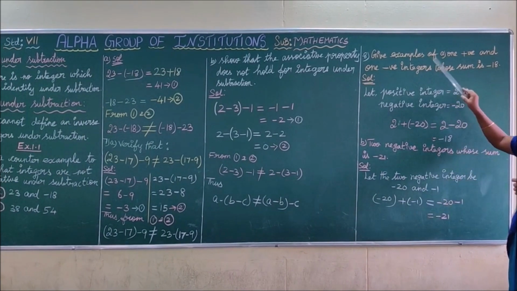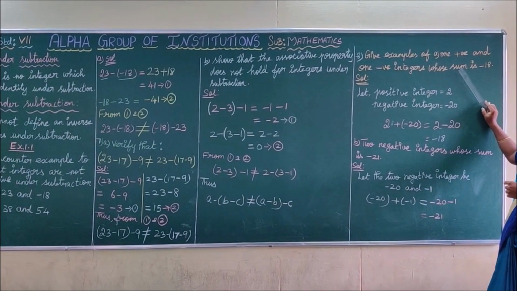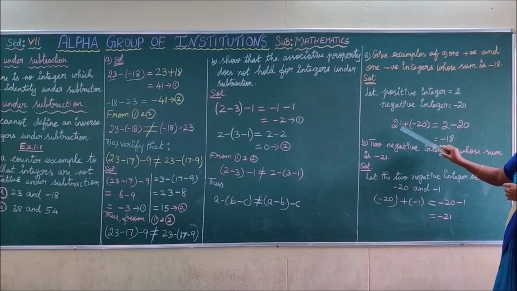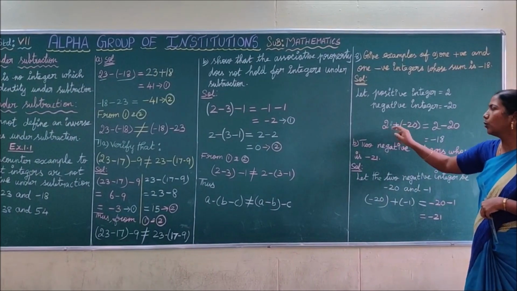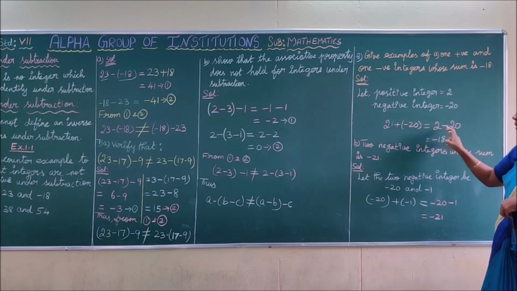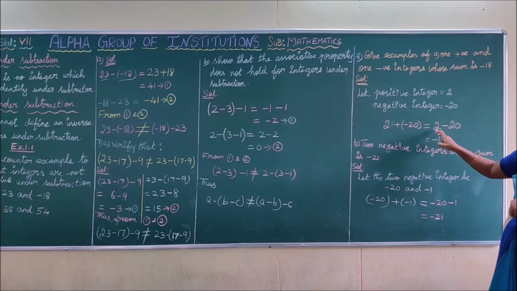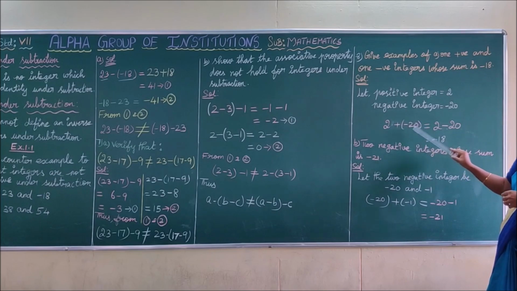Thus, what is the operation they given in the question? Sum. So you have to add the two integers. Thus, 2 plus minus 20. Sum means what? Add 2 plus minus 20. Now I am going to remove the bracket. 2 plus into minus, minus 20. Subtract the smaller number from the bigger number. You get 18. And the result takes the sign of the larger number. Thus minus 18. Thus we can find the two integers, one is positive and another one is negative, whose sum is minus 18.